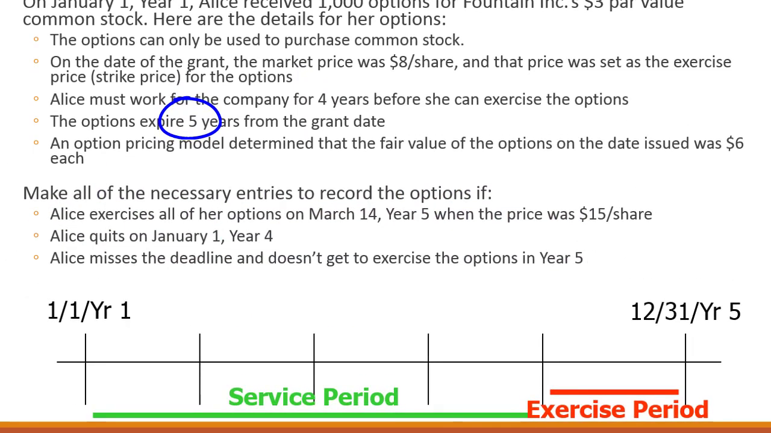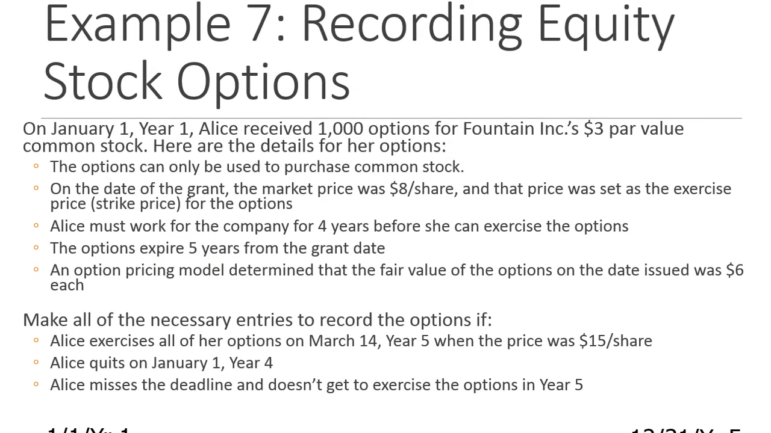So looking at a timeline, we've got a 5-year window. We're starting here in January 1. Alice will work for 4 years to earn it, and then we have 1 year where she can actually try to make the money by buying it for $8 and selling it for whatever the market value is. The fair value of the options on 1/1 of year 1 is $6 per option. And again, one option is to go to the open market. More commonly, we use that Black-Scholes model and we get that value.